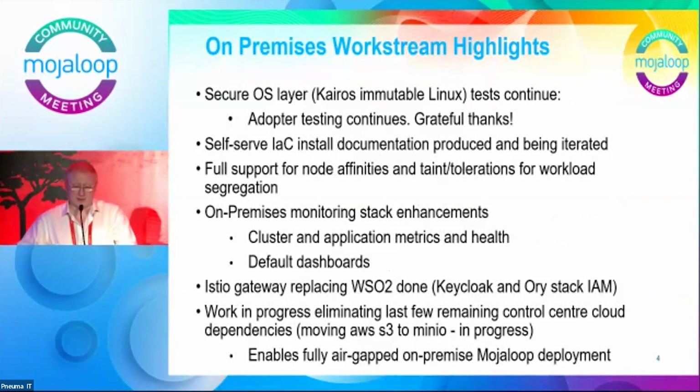Some highlights since the last report out. Our secure OS layer, the Kairos immutable Linux. You will have heard our good friends in Rwanda talking about how they're using that for their on-premise deployment. They're continuing to test that. We're very grateful for their help. Thank you, guys. Your help is very much appreciated. The self-serve documentation for the infrastructure as code modules has been produced and is being iterated. Again, adopters are using that documentation actively now. We're taking feedback from them and we'll be incorporating those enhancements and changes as soon as possible to make that process easier for the next people that come along.